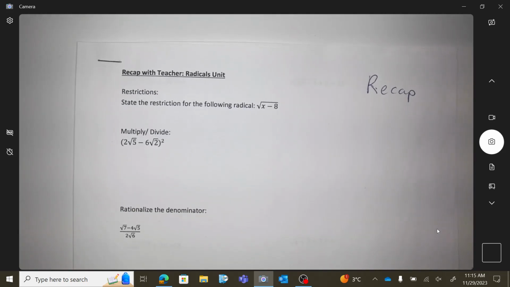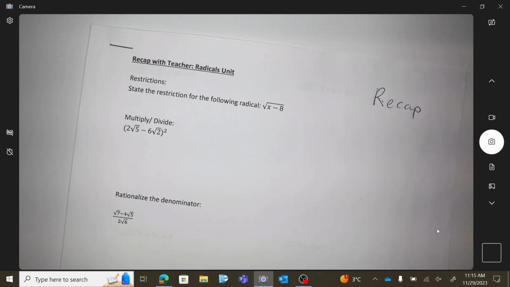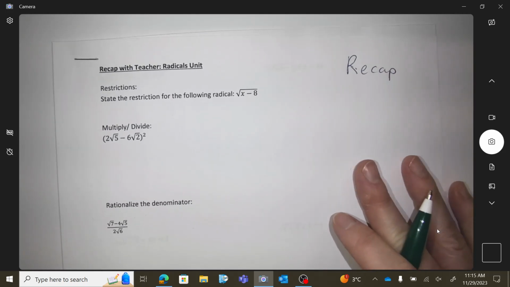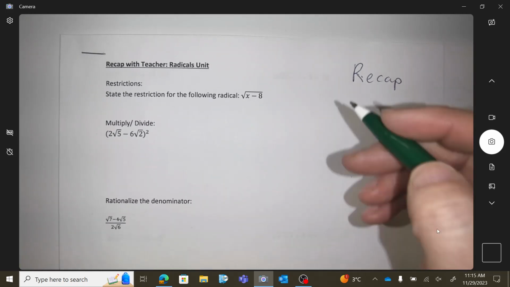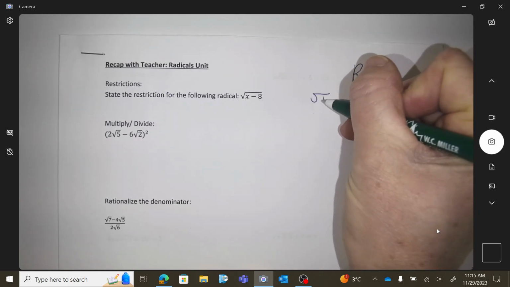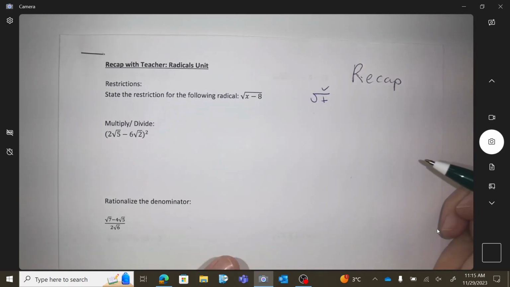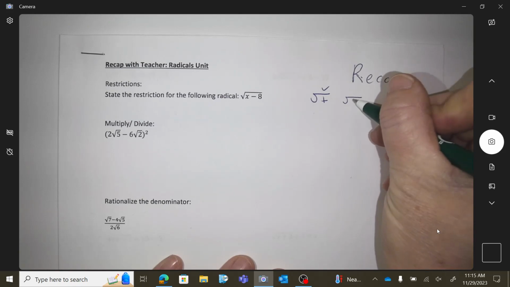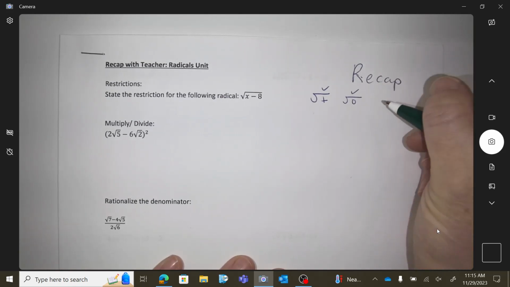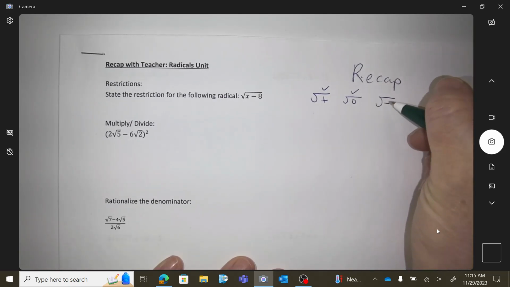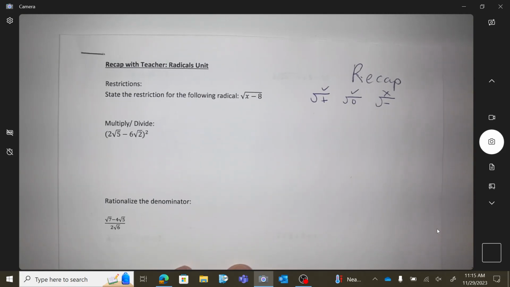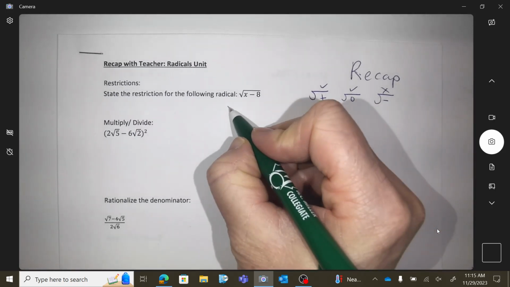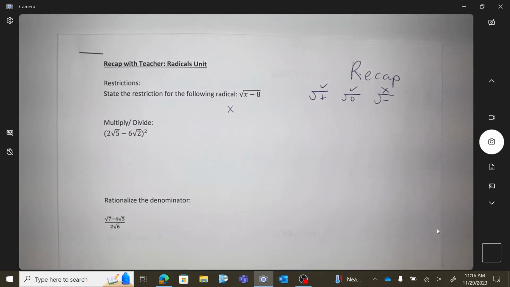Okay, so stating restrictions, what do you know about radicals? Remember that I know I can square root positives. I can square root zeros, but I can't square root negatives, right? That's what I know about radicals. So what do I need x to be in this scenario to make sure it's either positive or 0?